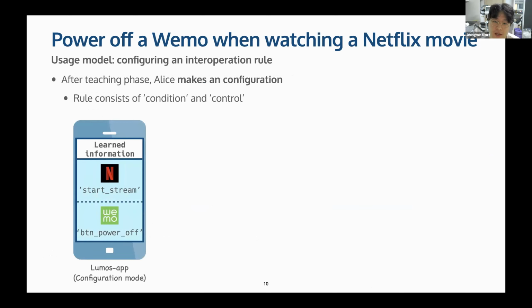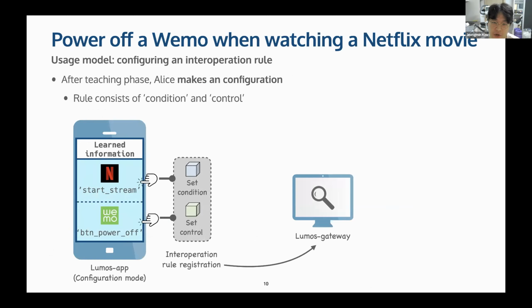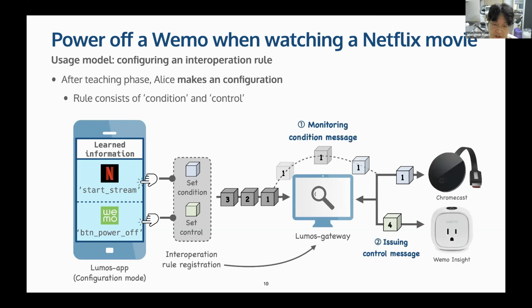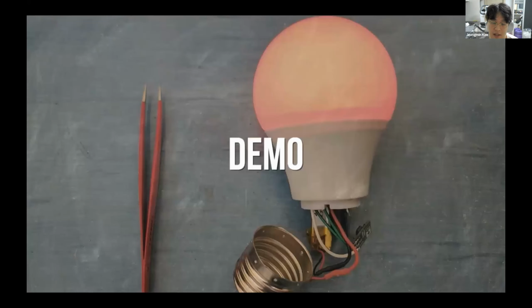For this, the Lumos app provides configuration mode, which is a programmable interface for automation. An interoperation rule supported by Lumos consists of a condition and a control. Condition is a trigger on a specific action of an IoT device. Therefore, in this example, the condition is streaming a Netflix movie. Control is powering off the Wemo. If the Lumos gateway detects the condition, it issues a corresponding control message to power off the Wemo. Now I will show you a demo video of how to use the Lumos app. In this video, a user performs teaching to Lumos and configures a rule for the previous interoperation example.